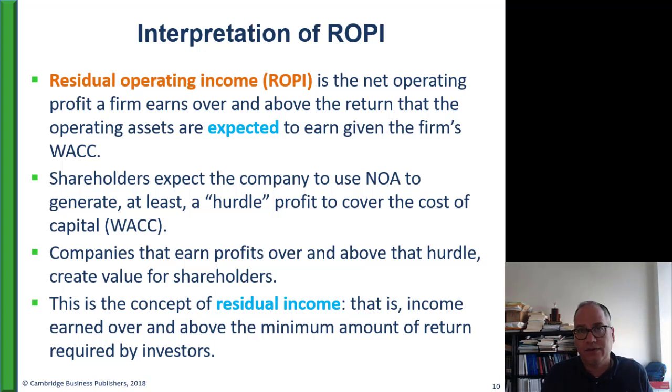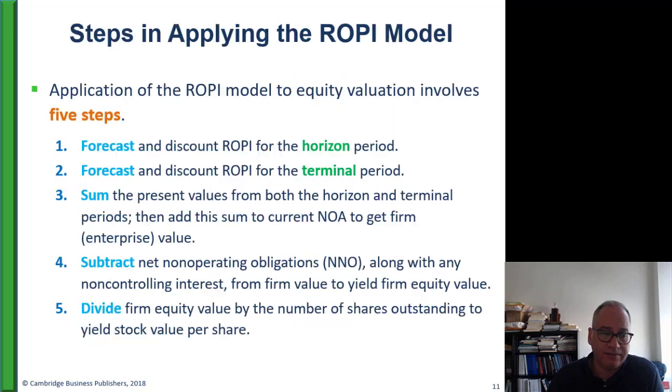That's what impacts firm value when we get more than we expect or less than we expect. And that's what impacts stock value. So shareholders expect the company to take its net operating assets and to make money, to make enough money to cover weighted average cost of capital. That's their job. Now, when they earn profits above that, that's where they're creating value for shareholders, and that's residual income. That's really what we want to measure, is that residual income above and beyond what you would already expect the net operating assets to generate.